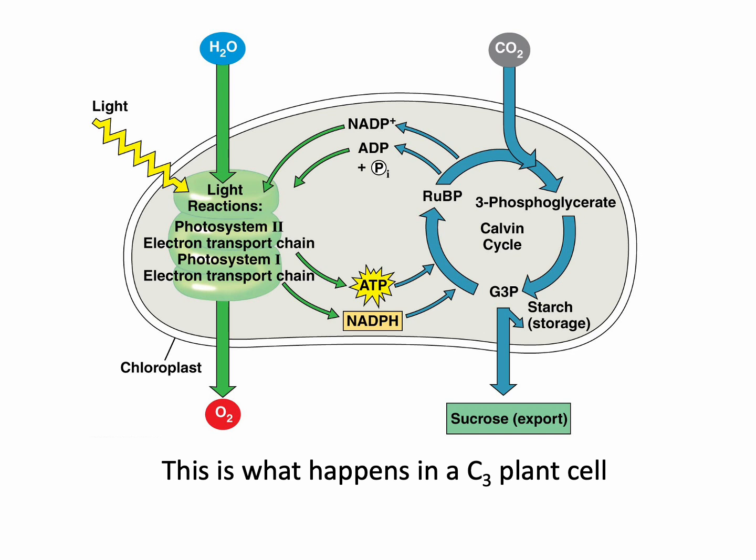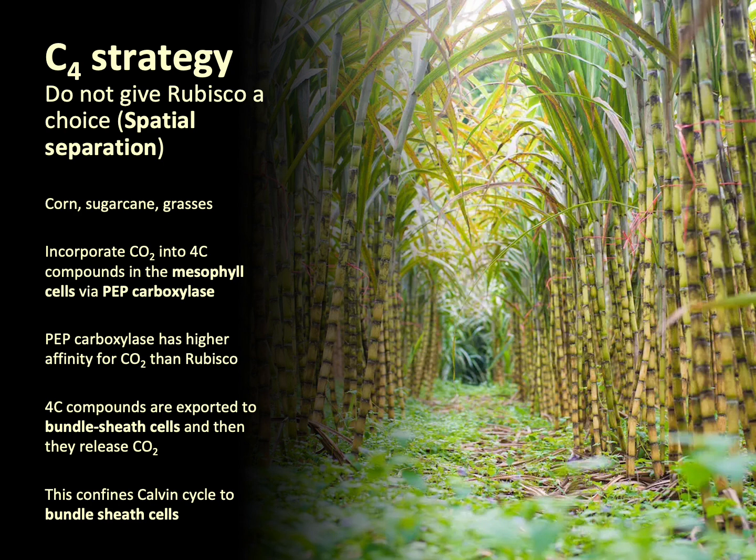But one thing you can do is maybe separate it. So what you do is you set up a situation where you can't let Rubisco interact with oxygen. So you separate them out through some kind of spatial separation. A lot of commercial plants do this.